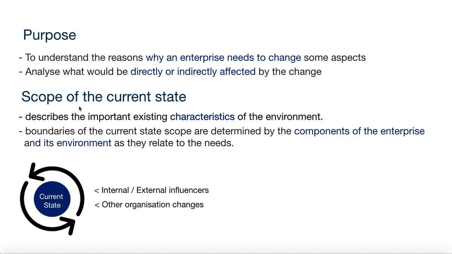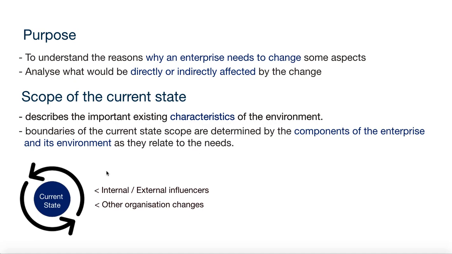The scope generally describes the important existing characteristics of the environment. A business has an internal as well as an external environment. So the scope describes the existing characteristics of the environment as well as the boundaries of the current state. It's determined by the components of the enterprise as well as its environment, and how they relate to the need. Whenever there is a need in place, the components of an enterprise and its environment will generally relate to it, so we need to identify these factors.